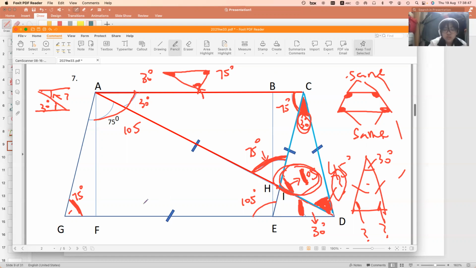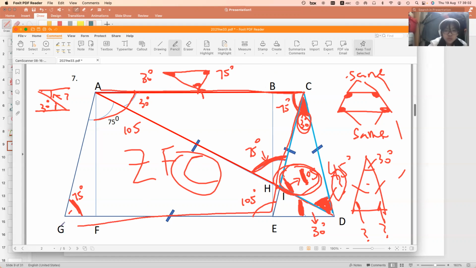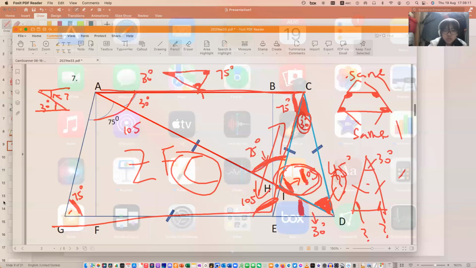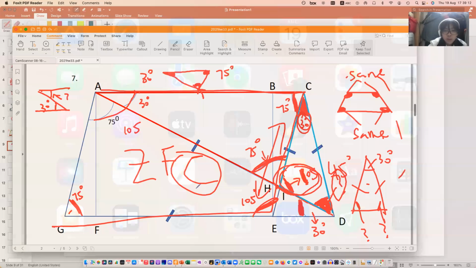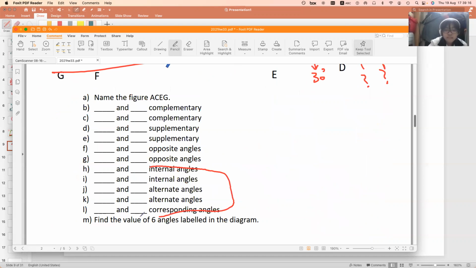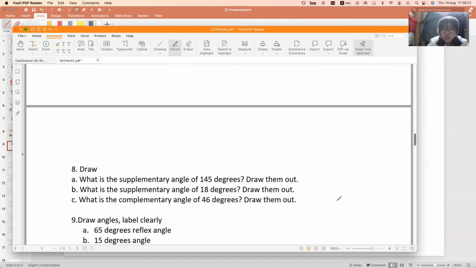Then of course, you continue to use all the Z, all the F, all the C, you know. Actually, you could have used C here also. Just now we say this one is a C, right? A, C, E, G. So if this is 75, then this is 105 because they add up to 180. That's how you make use of all these rules here.